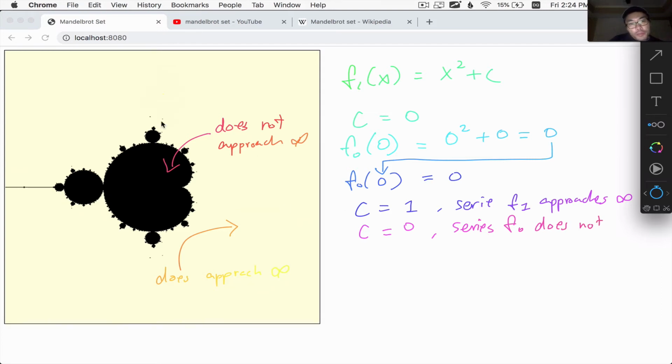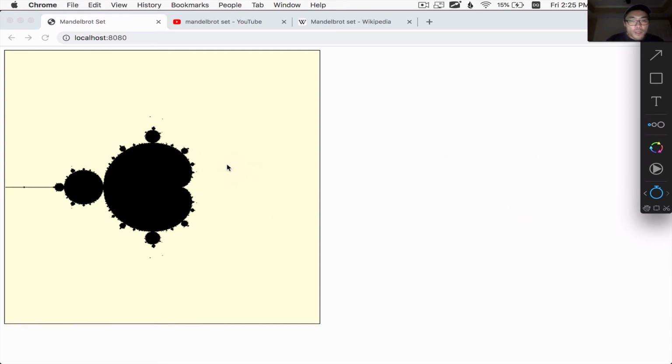However, this is a 2D plane, and if we're only talking about real numbers, then that's only going to be a straight number line here. So there must be something else going on here, and it turns out that that's true. This is a 2D plane because the dots on this image correspond to complex numbers.